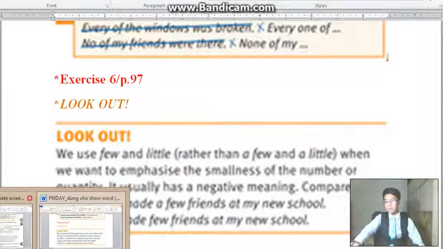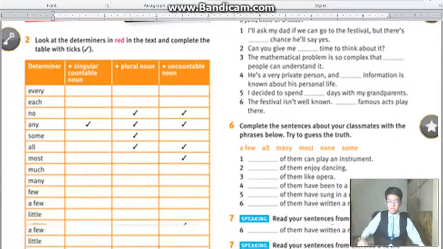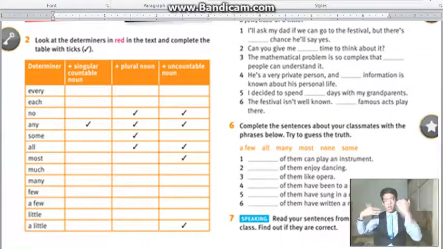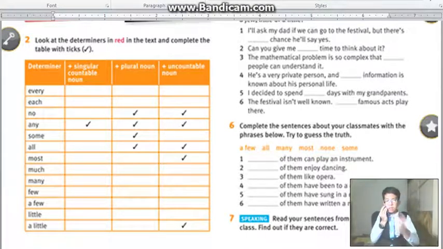Exercise number 6 on page number 97. We have to practice a little bit of it. So this is just a quick exercise about a survey. Do the survey, alright? So complete the sentences about your classmates. So we don't have any classmates right here, right now.